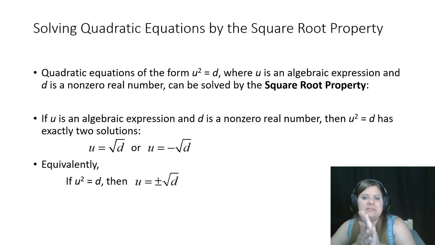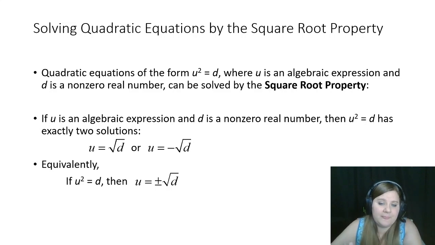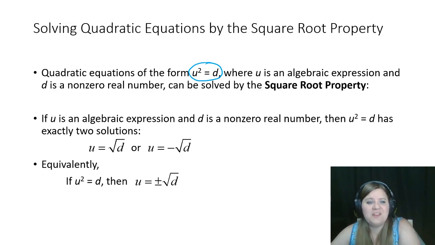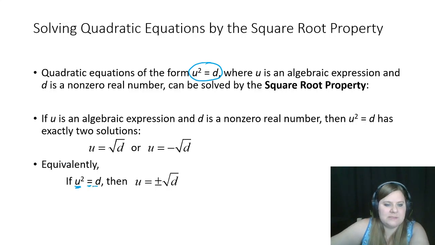Now, let's talk about the square root property. Now, if we have something that's not in that standard form, instead it's in this format here where you have something squared equals d. Okay, so something squared equals another number. Okay, then we're going to be able to use the square root property. And one of the keys here is when you take the square root of both sides, you have to account for both the positive and the negative value of the other side. Okay, so if u squared equals d, then u equals plus or minus the square root of d.